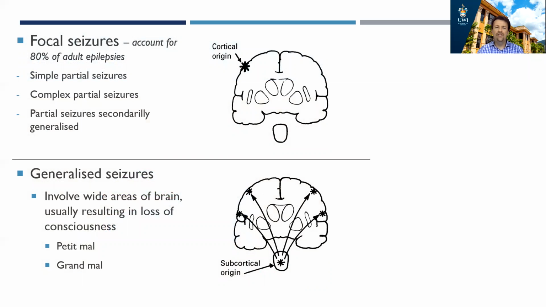As you saw in the little video, seizures can be defined or grouped into 2 ways. We talk about focal seizures and generalized seizures. Focal seizures occur in one part of the cortex. Generalized seizures involve wide areas of the brain. Focal seizures don't often result in a loss of consciousness, whereas generalized seizures do. The 2 cases that we just saw are examples of generalized seizures.